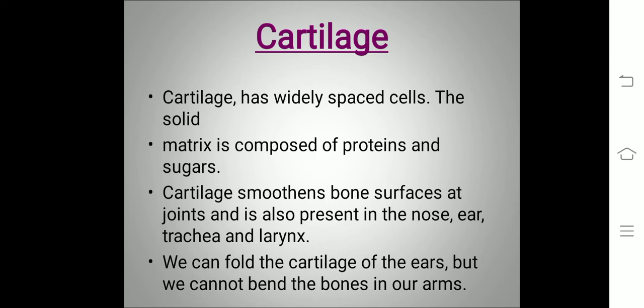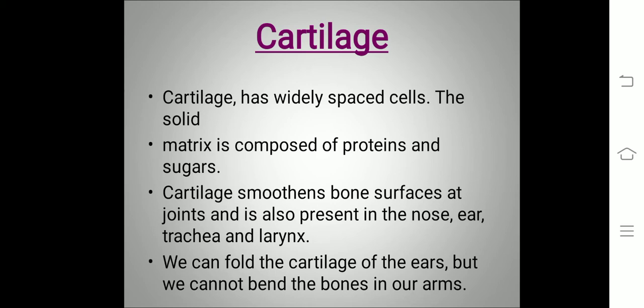Cartilage. Cartilage has widely spaced cells and the solid matrix is composed of proteins and sugars. Cartilage helps to smoothen bone surface at joints and is also present in the nose, ear, trachea, and larynx.